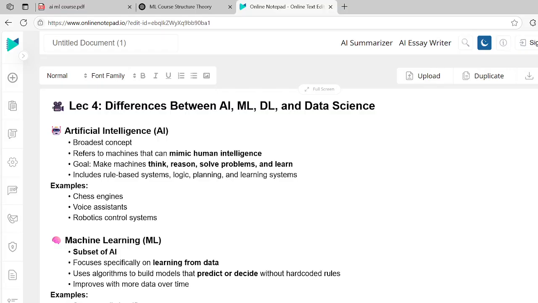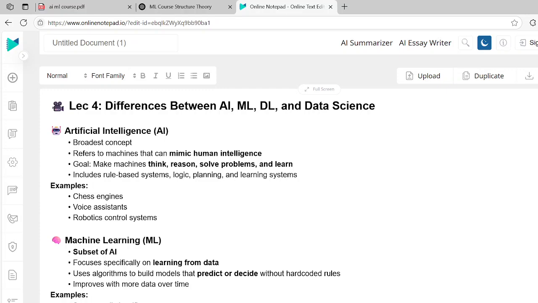Alright, so basically AI is the broadest concept of them all, and it is simply a machine that can mimic some human intelligence, right? What's the full form of AI? The full form is artificial intelligence. So it uses an intelligence of some sort. That's what we are able to judge from its name.